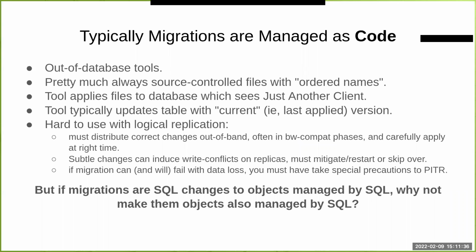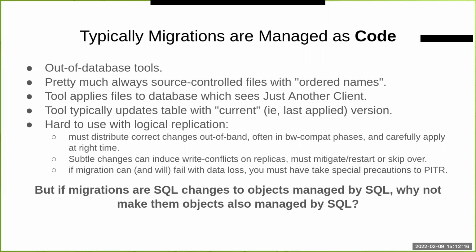So typically database migrations are managed as code using some out-of-database tool. This often boils down to source controlled files with ordered names like 01 this, 02 that, or date strings in the names so that they order lexicographically. The tool applies those files to a database, which just sees that tool as just another client. And then the tool may typically update a table in the database that contains the current or last applied version. This can be hard to use with logical replication.